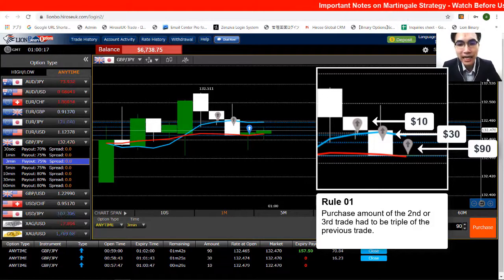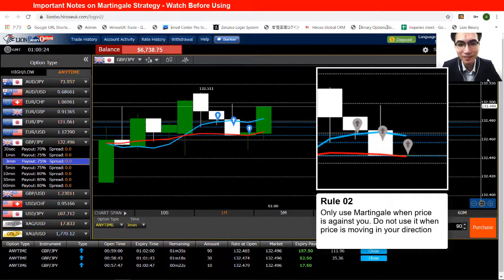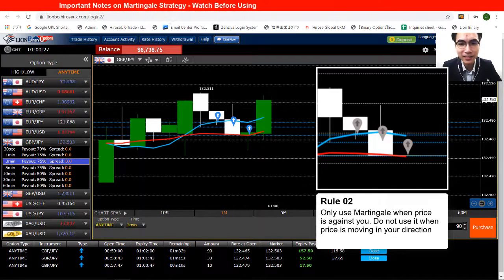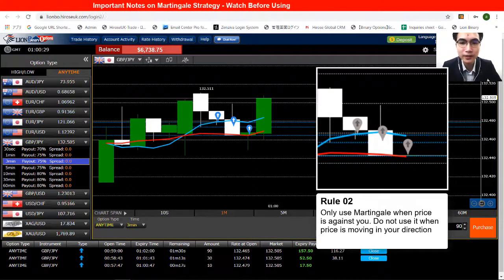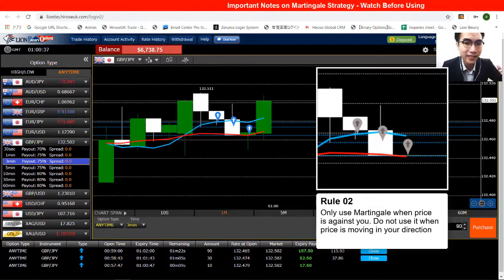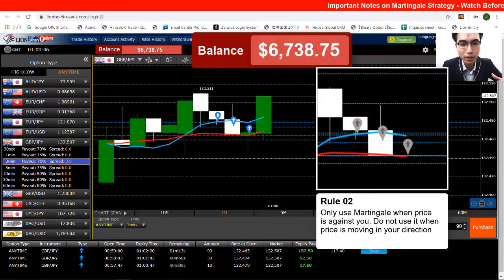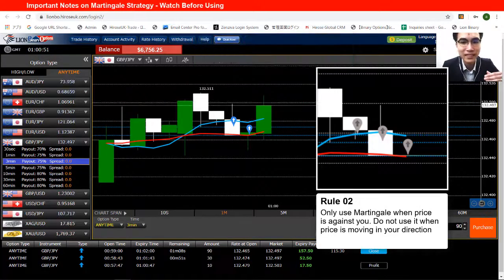Another rule for the Martingale strategy is that you only use it when the price goes against you. You don't use the strategy when the price is going in your favorable direction. If you place a high and the price goes up, you don't use the Martingale strategy to place another trade. This is not a strategy for you to chase profit. It's a strategy for you to secure profit and minimize losses.